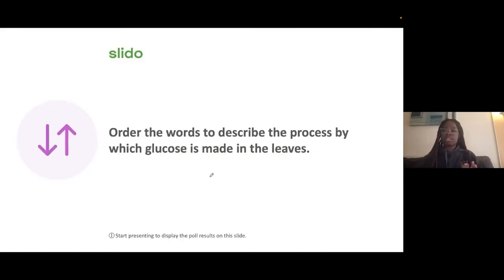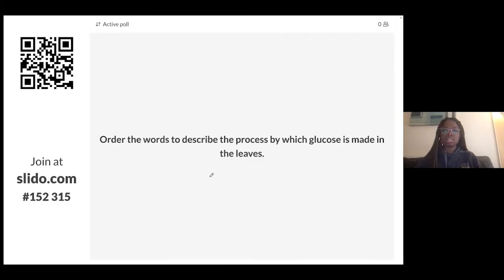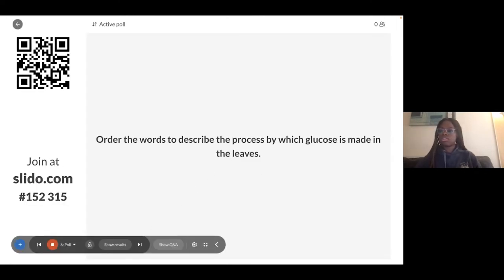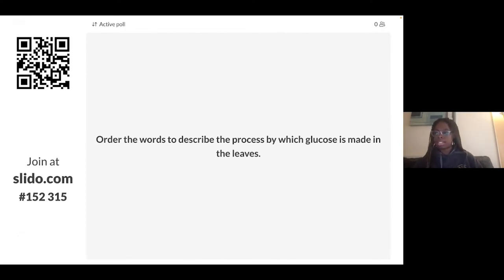Now, we need to order the words to describe the process by which glucose is made in the leaves. So if I scroll and I press play, this works. So we have some words. Hopefully you guys can see it. We need to order the words by which glucose is made in the leaves. So we have an equation. Two things come together in the presence of light energy to produce something and something else. So what comes together to produce glucose?